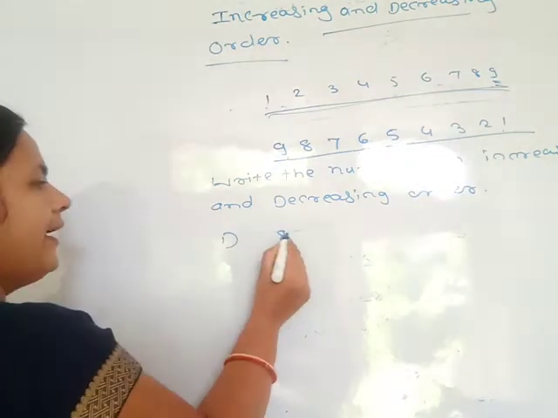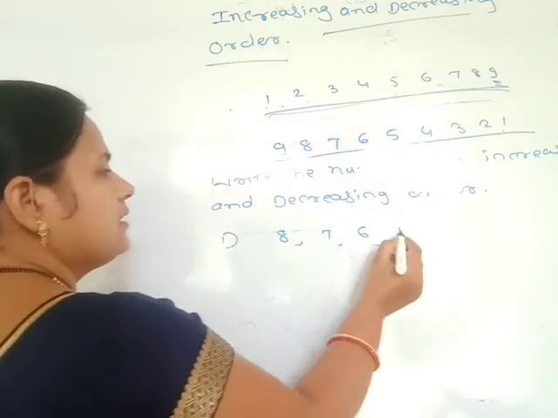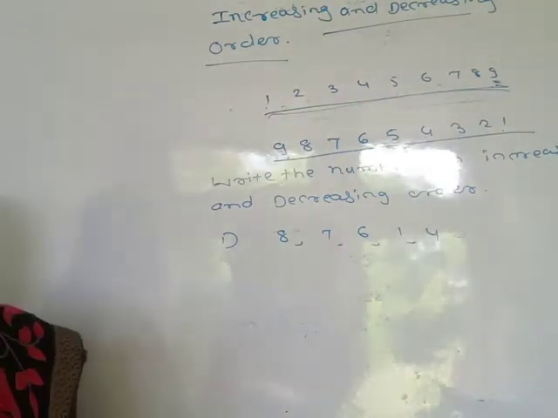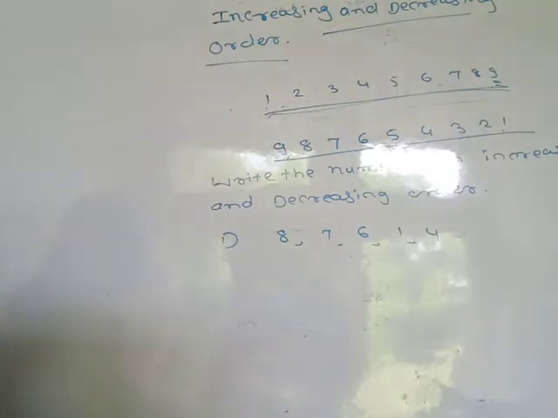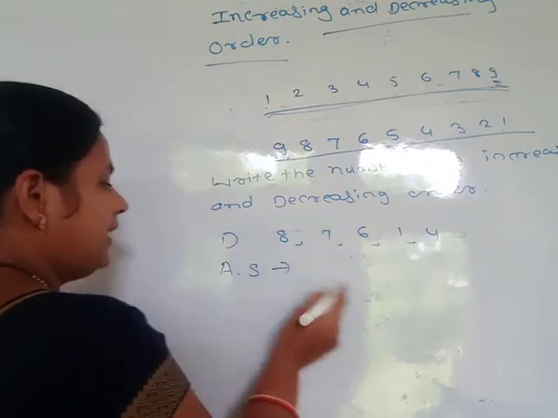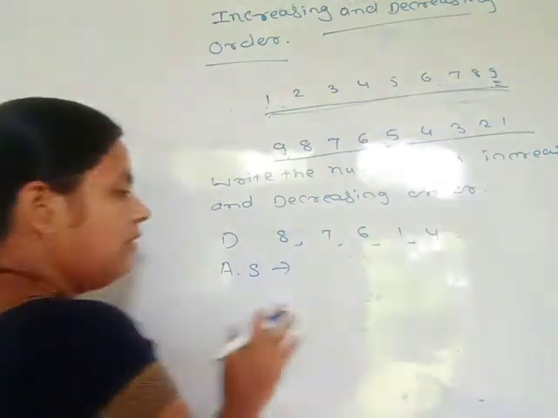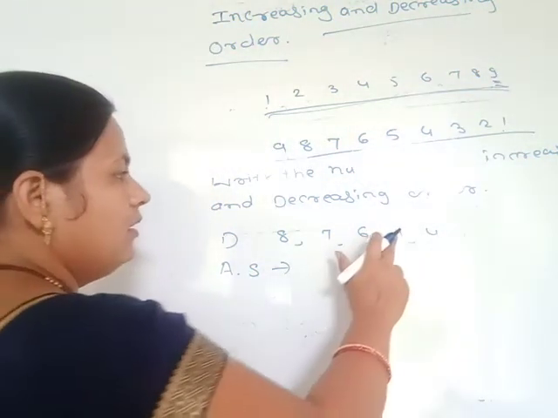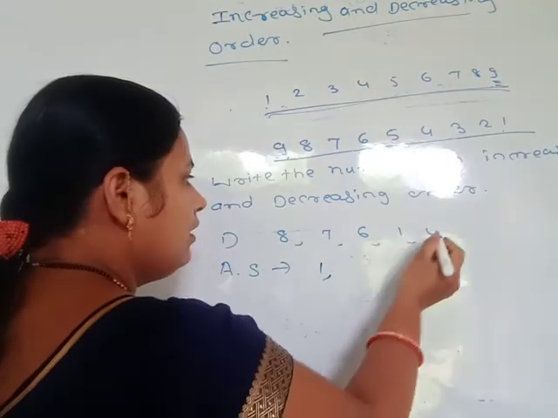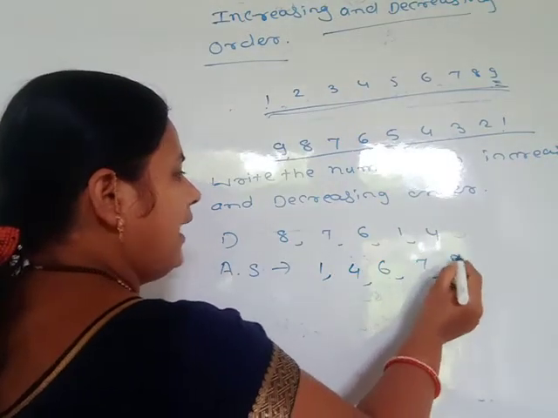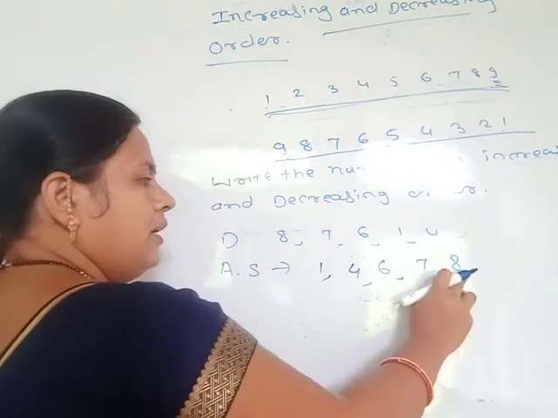Here 8, 7, 6, 1, 4. These numbers are given. Then you write these numbers in ascending order. Firstly, you write which one is the smallest one: 1. Then 4, 6, 7 and 8, which means smallest to biggest number.